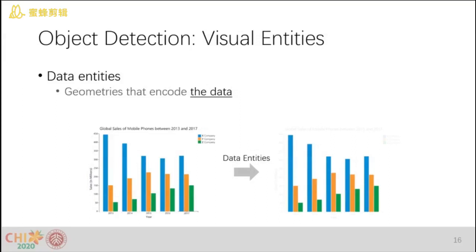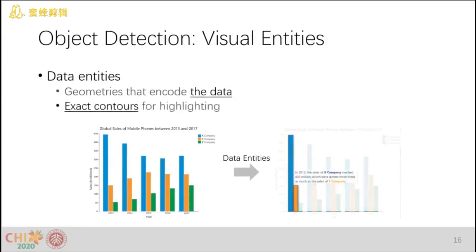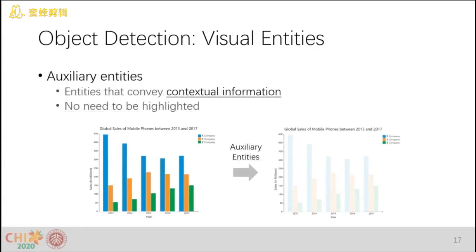There are two types of visual entities. Data entities refer to geometries that encode the actual data, like the bars in a bar chart or the points in a scatter plot. Their contours are needed for highlighting. Auxiliary entities are those used to convey contextual information such as axes, color legends, titles, etc. We need the information they contain, but not their contours.